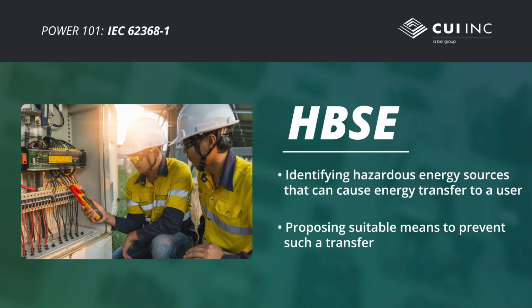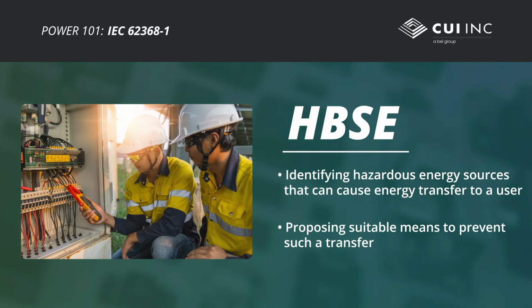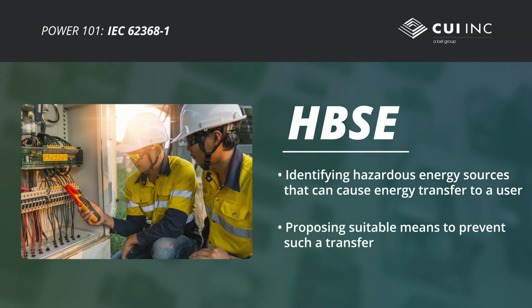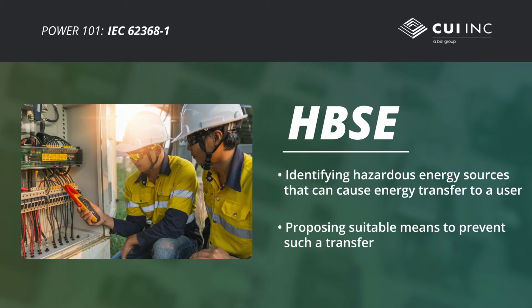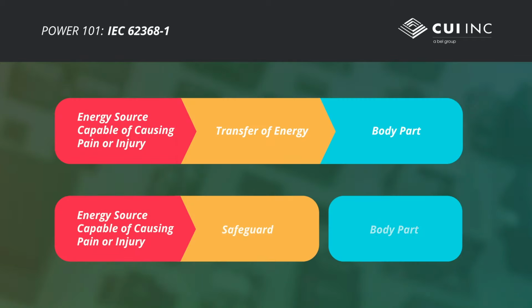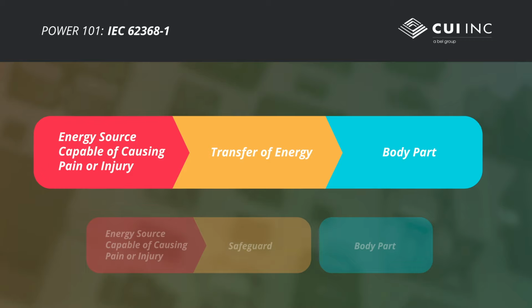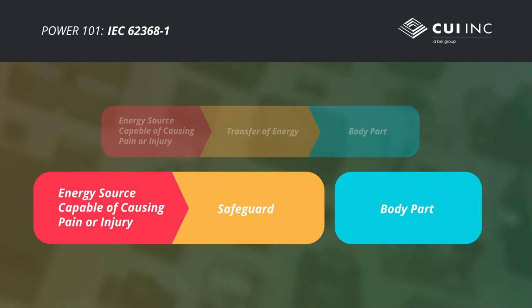This standard functions off the entirely new hazard-based safety engineering (HBSE) principle, with a new focus on identifying any potentially hazardous energy sources that can cause energy transfer to a user. The hazard and safeguard analysis are based upon two different three-block models: energy source, transfer mechanism, and body part, and energy source, safeguard, and body part.